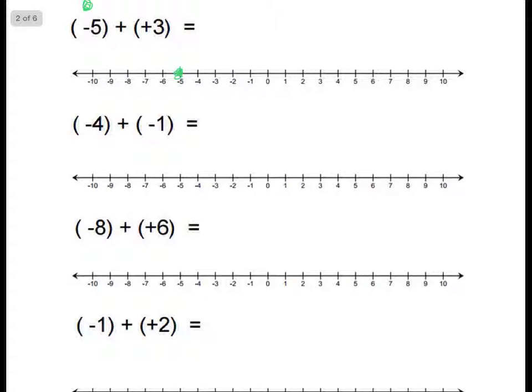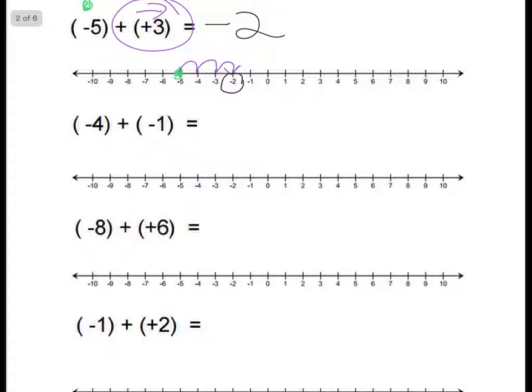Then we're going to move the point with the second number. In this case, it's +3. So we're going to go to the right 3. 1, 2, 3. Now we're going to do the third step. The third step is to circle the answer and write the answer. If you could do the rest of the problems, do that now.